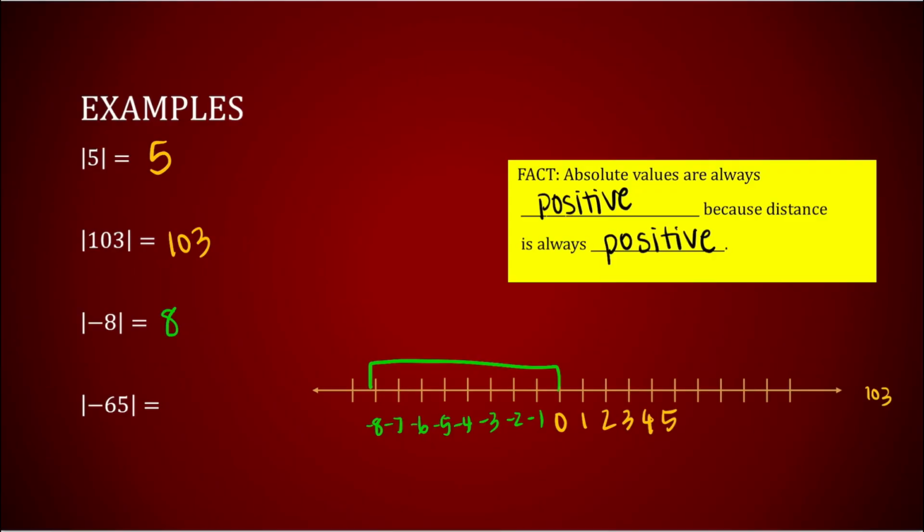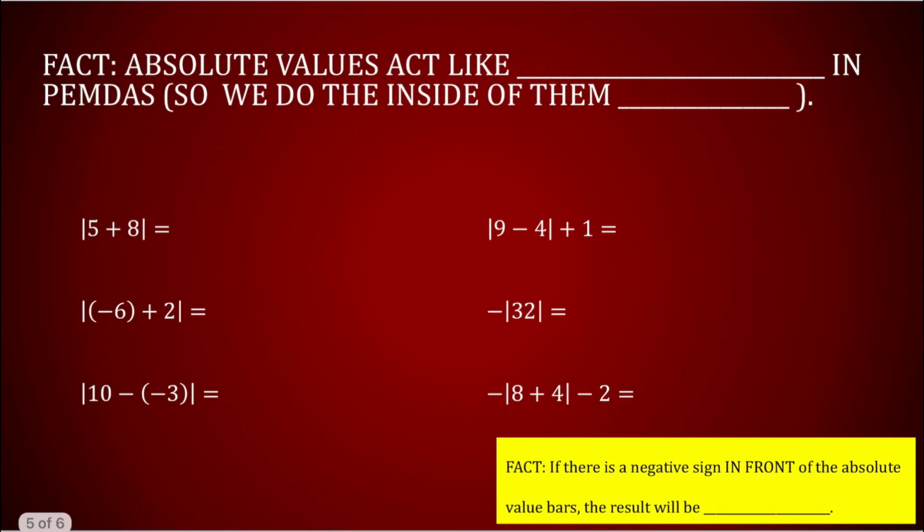So for example, the absolute value of negative 65, that's how we would read it, we say the absolute value of blank. So in this case, it'd be negative 65. Would be positive 65 because the distance of negative 65 from 0 is 65 spaces. Another fact about them is absolute values act like parentheses.